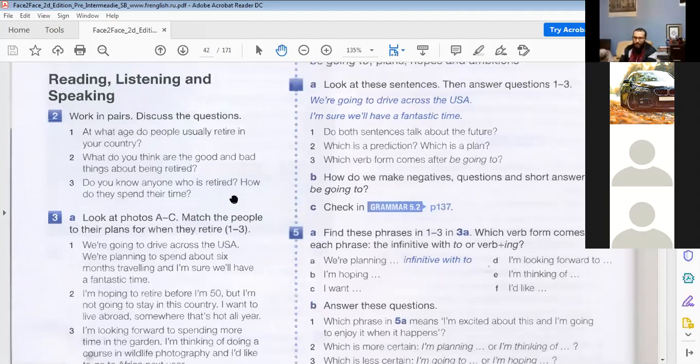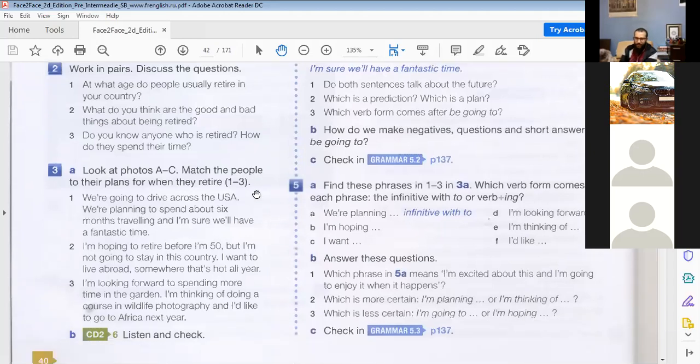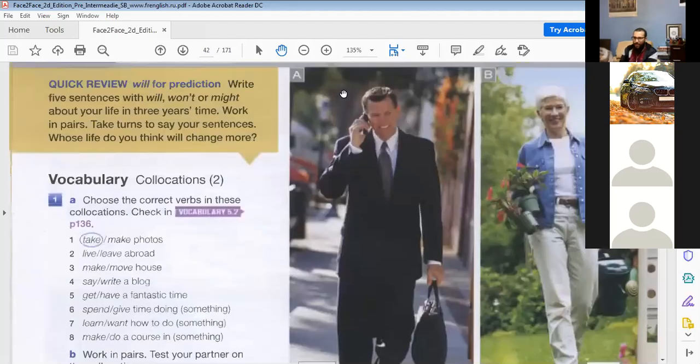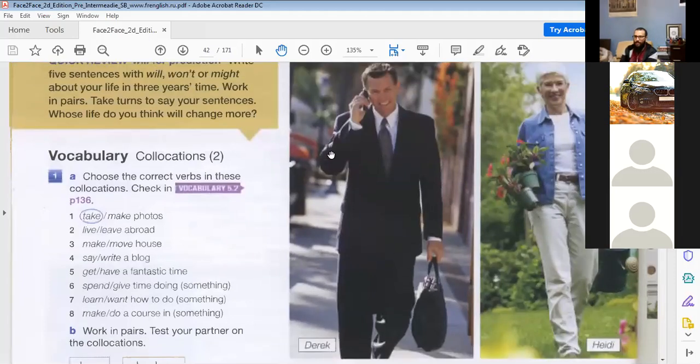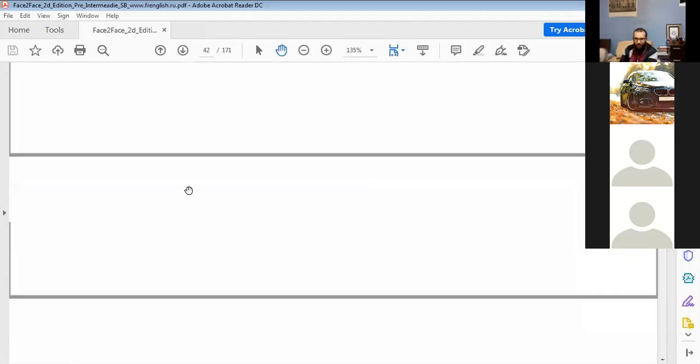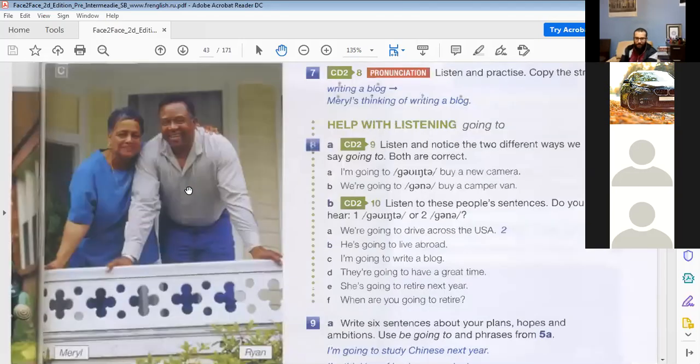Okay, so we're going to talk a little bit about work and retirement, and we're going to hear from three different people. Now I'm going to show you the photos first. This is photo A. You can see we have Derek. In photo B, we have Heidi, and I think she's doing what Samiha's father is doing. It looks like she's gardening. So she's doing the same thing. And the third photo, here we have Meryl and Ryan.